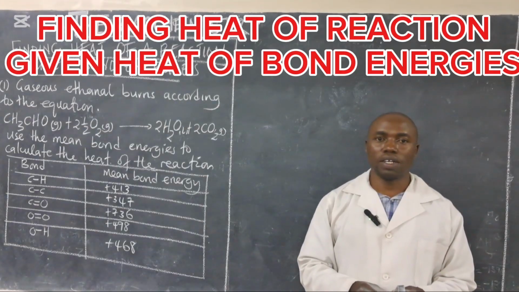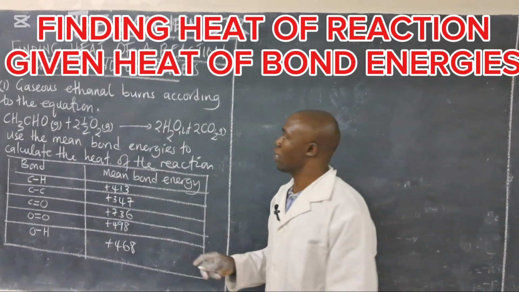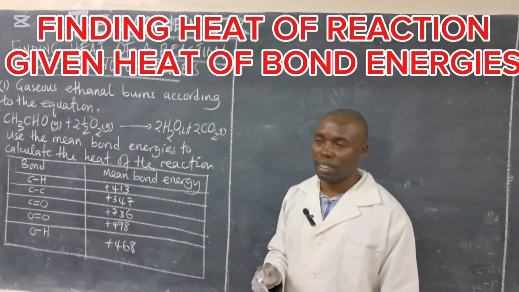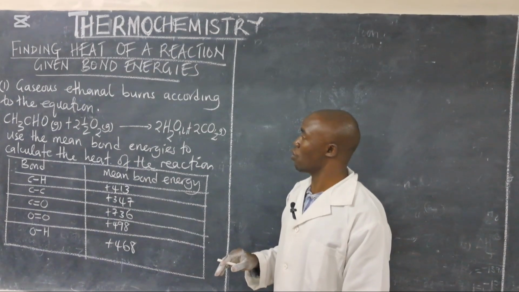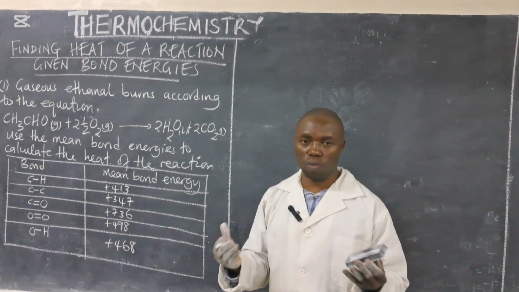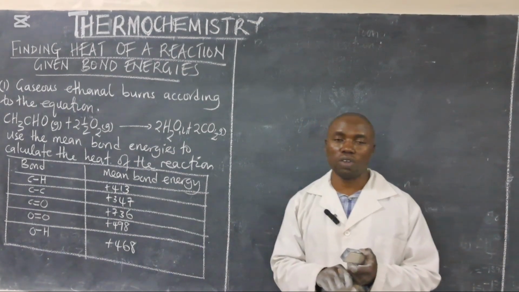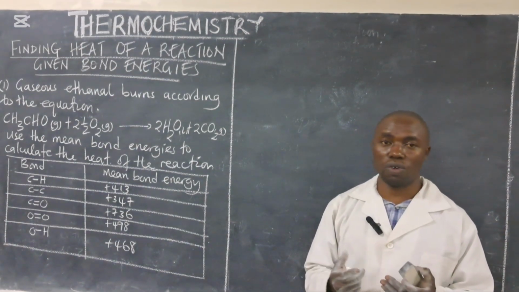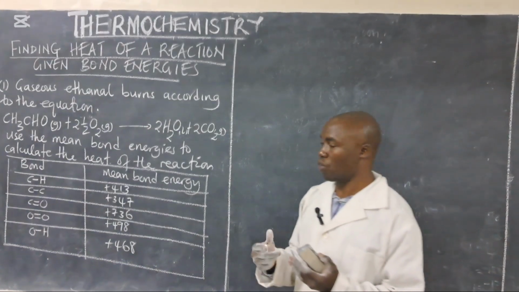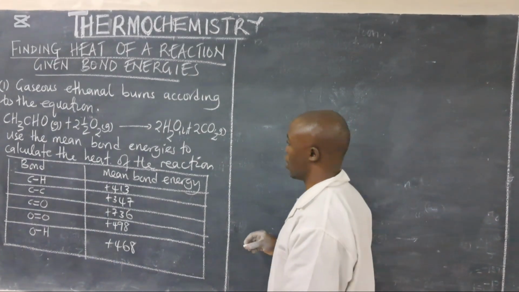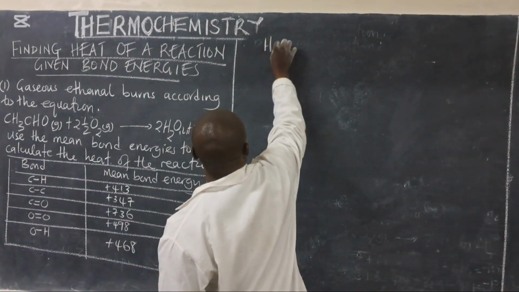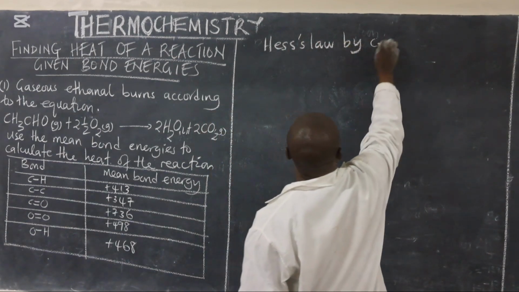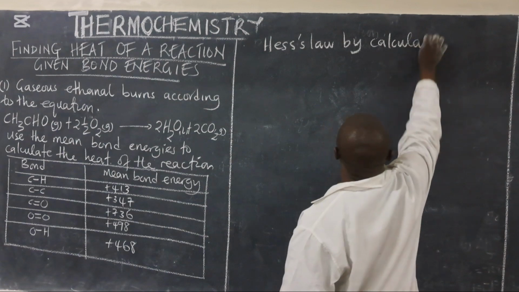Let us look at category 3. Finding the heat of reaction given bond energies here. So how do we find heat of a reaction given bond energy? Still 2 methods. The first method, we are going to use Hess's law by calculation. Then we are also going to use what we call Hess's cycles or Born-Haber cycles. So let us start with Hess's law by calculation.